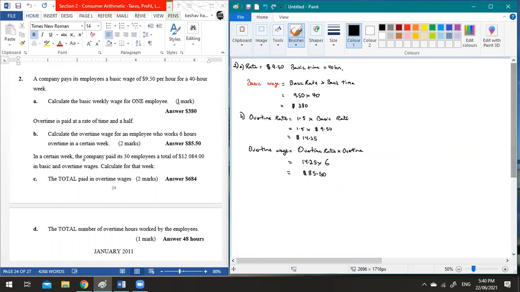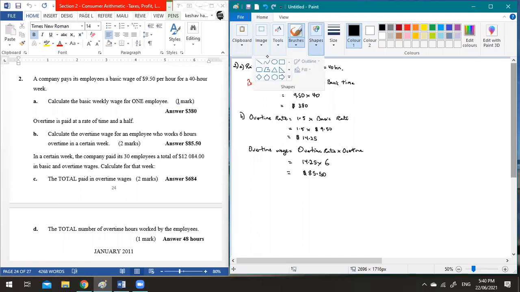In a certain week, the company paid its 30 employees a total of $12,084 in basic and overtime wages. Calculate for that week the total paid in overtime wages and the total number of overtime hours worked by the employees. Now the problem with this question here is that it's 30 employees. I didn't see that. So it's 30 employees.